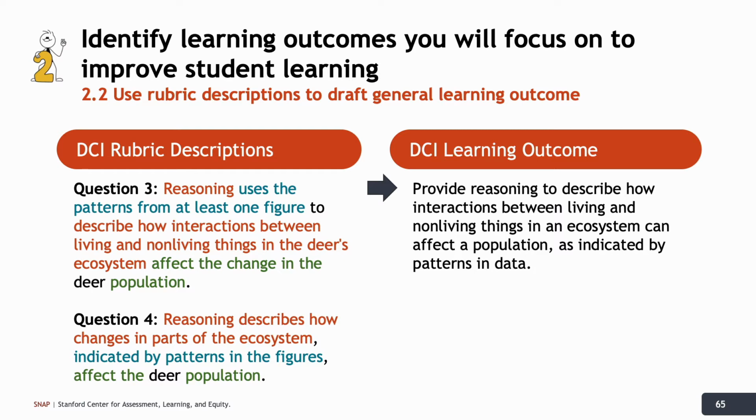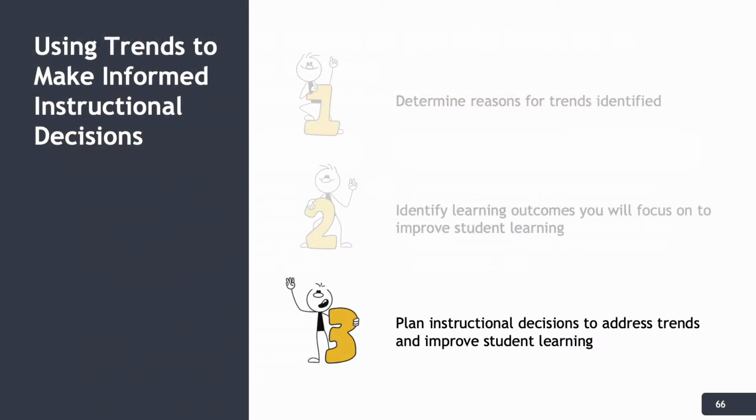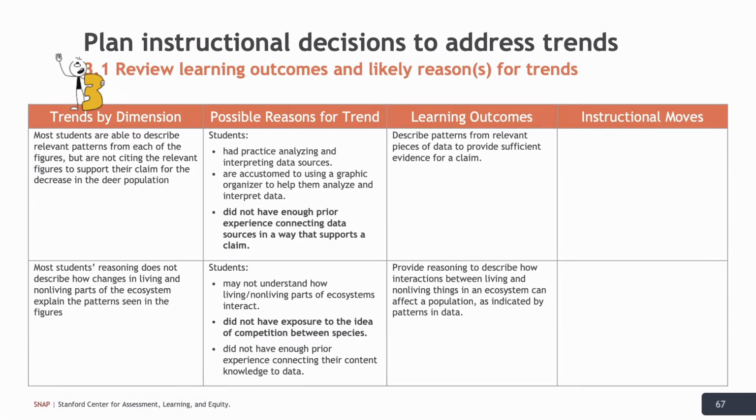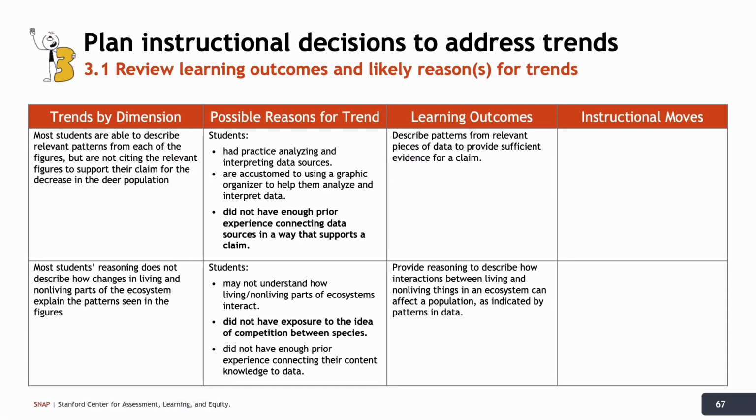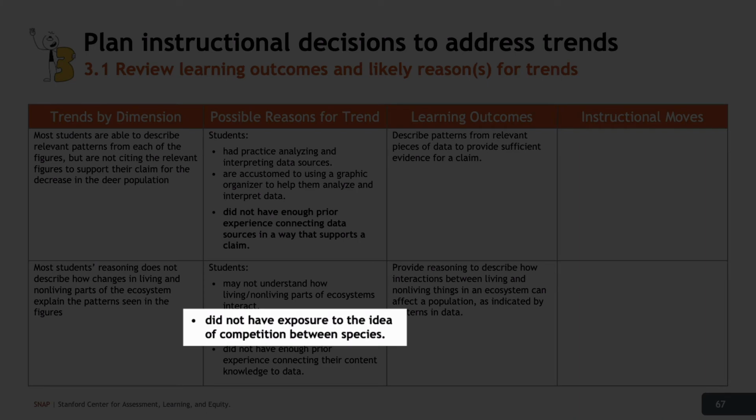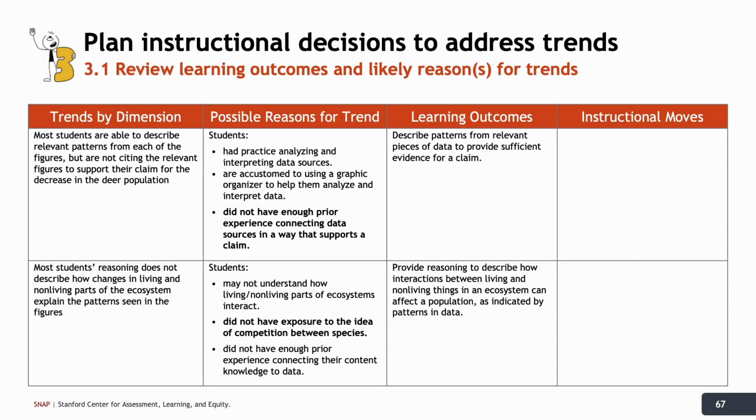With clear reasons for the trends we're seeing and clear outcomes to move students forward, we're ready to start planning next instructional steps. To frame our planning, we not only want to consider instructional moves that meet the learning outcomes we just identified, we also want to make sure we address the primary reasons for these trends to help us design really targeted next steps. For example, we decided that students don't have explicit exposure to the idea of competition between species in instruction prior to the assessment. So we want to make sure we choose at least one instructional move that actually exposes students to this idea.